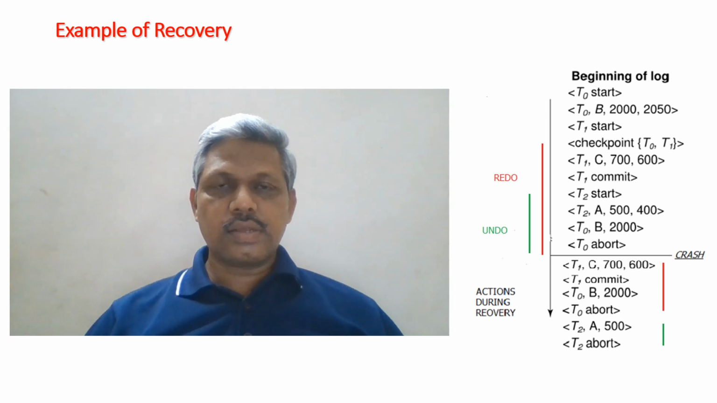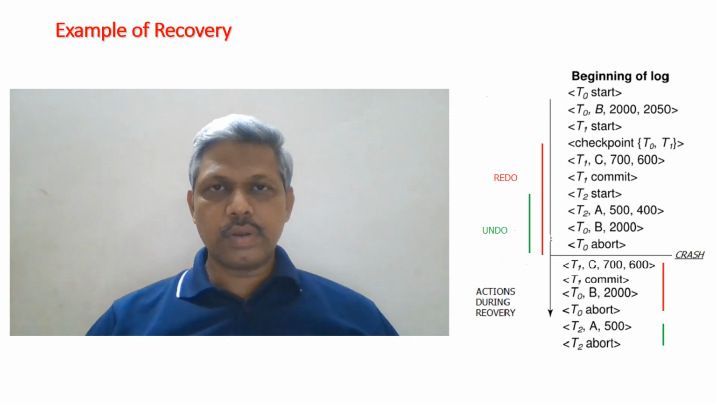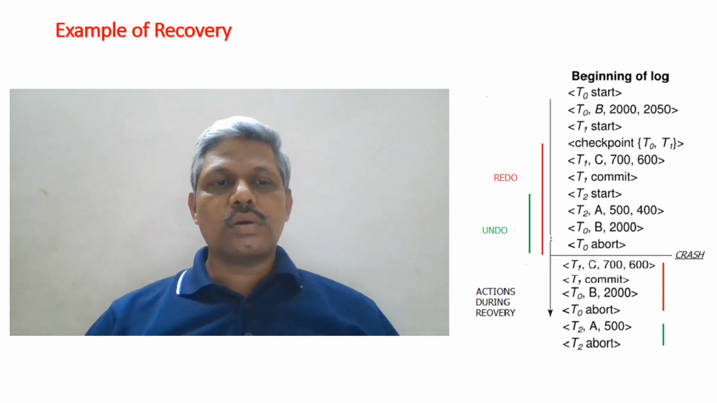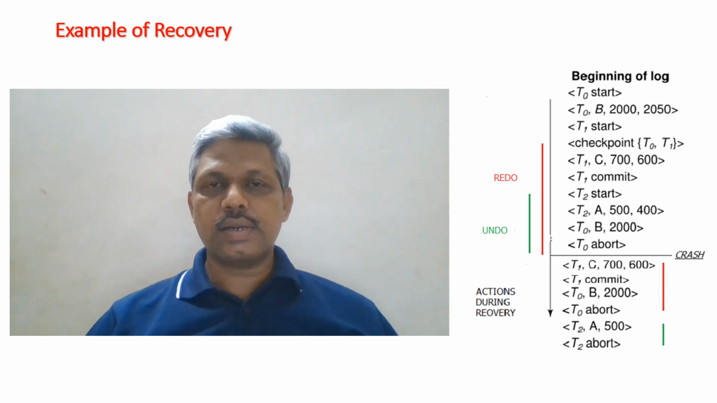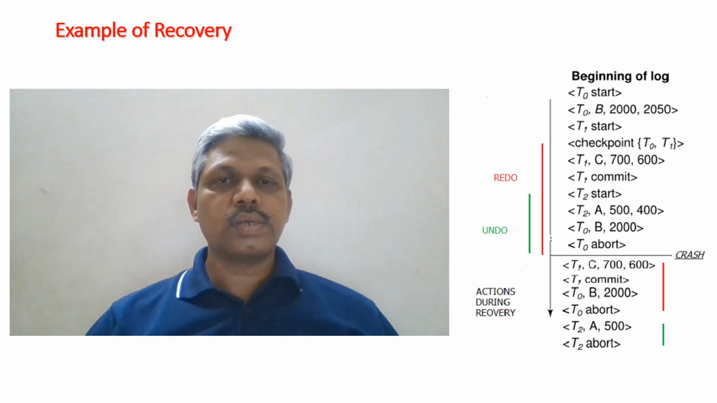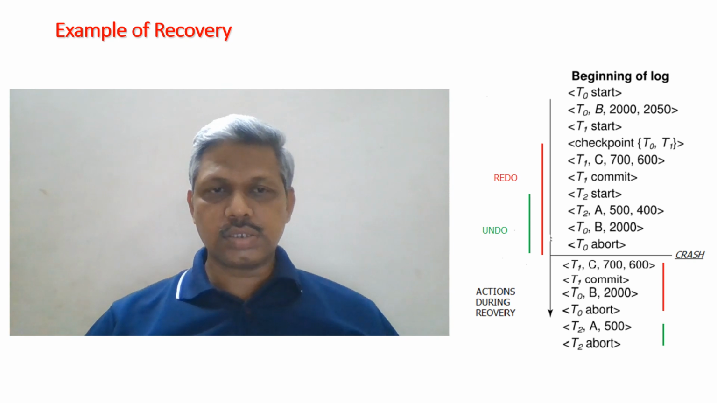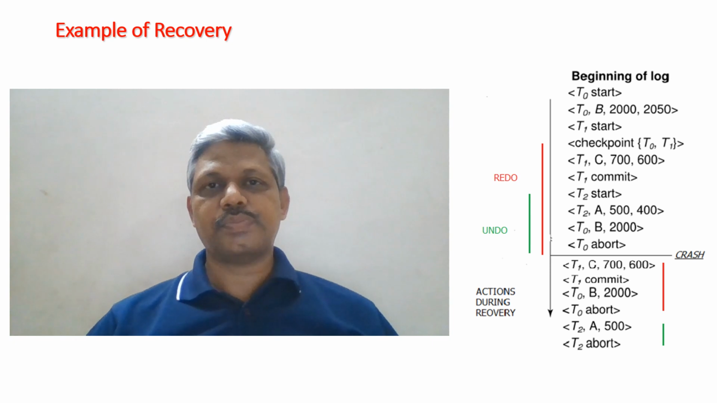Now let us try to understand the recovery process through an example and a sample log. Here let us consider a sample log consisting of transactions T0, T1 and T2. T0 has started and done an update, then T1 started, and a checkpoint is done at that point of time. T0 and T1 are the active transactions at the checkpoint. T1 has again done some update. After T1 has committed, T2 starts and T2 does an update. There is a compensation log record by T0 and then T0 abort. At that point of time there is a crash.